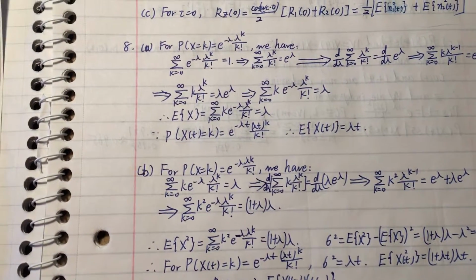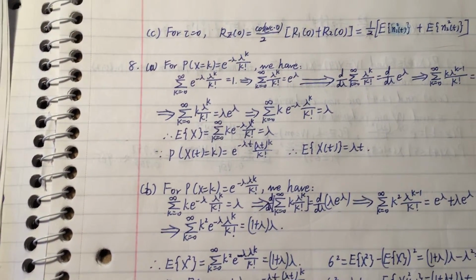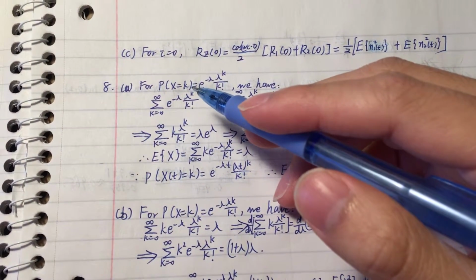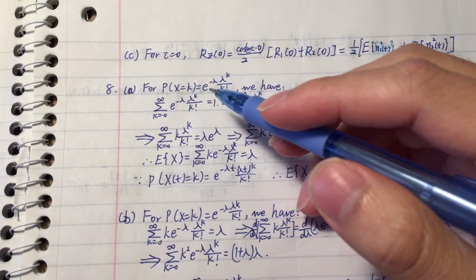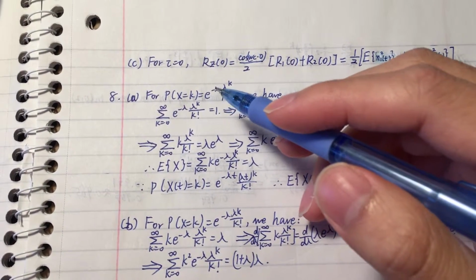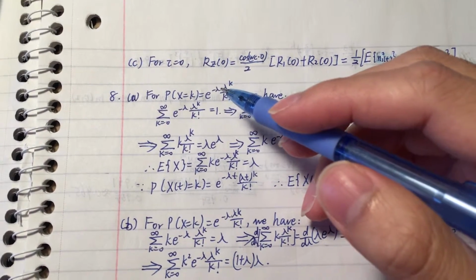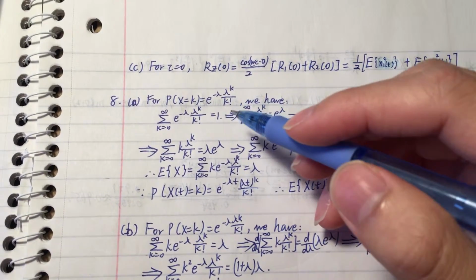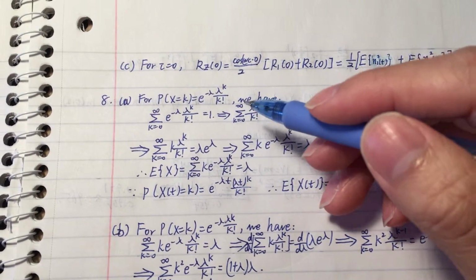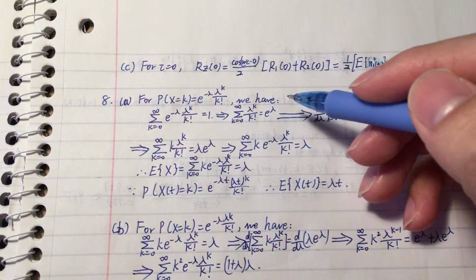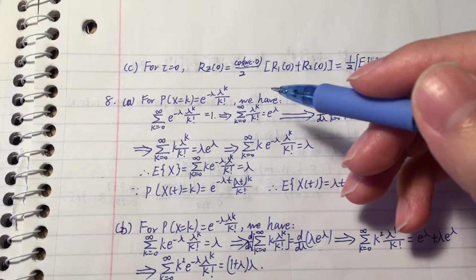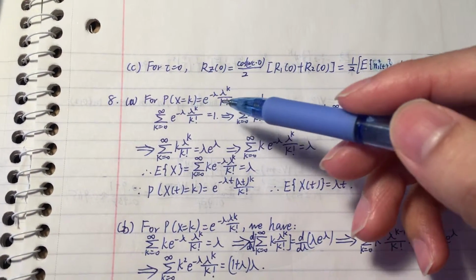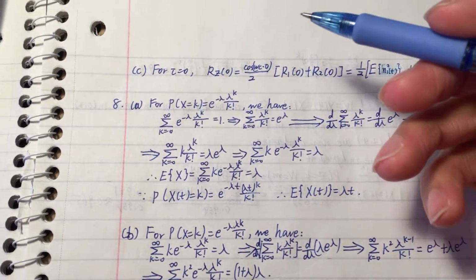And because it's a Poisson process, we know that the probability of X equals k is e to the minus lambda times lambda to the k over the factorial of k, and we can do some steps to transform this expression to solve the problem.